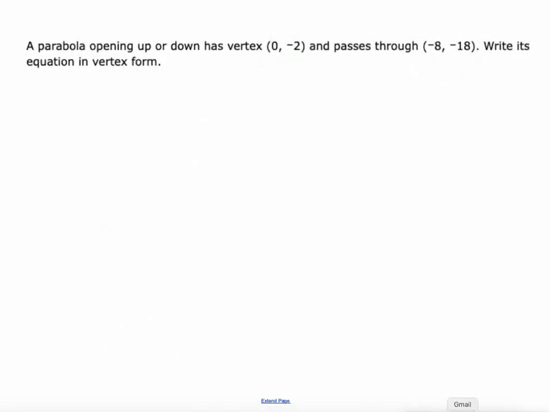Let's try it again. All right, so now we've got a parabola that has a vertex of 0, negative 2, and it passes through negative 8, negative 18. All right, so here we go.